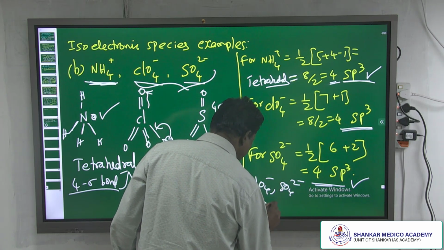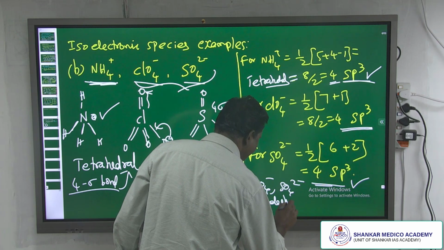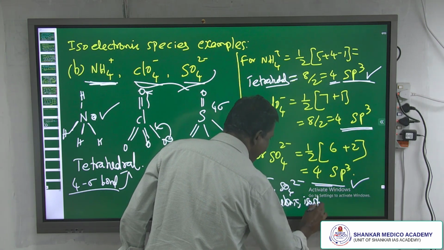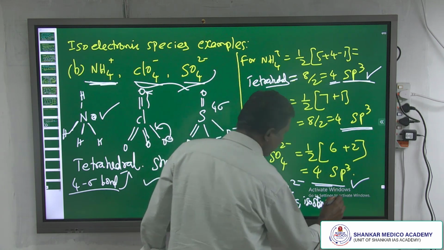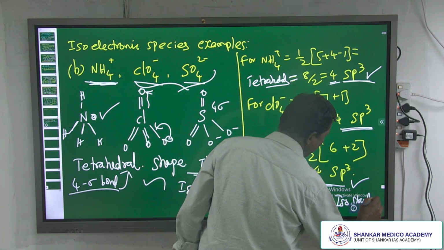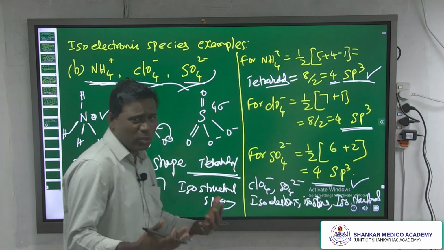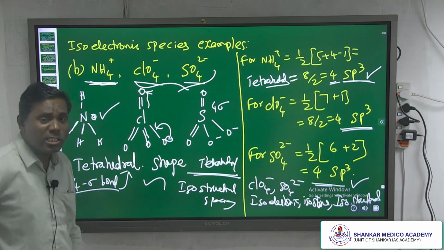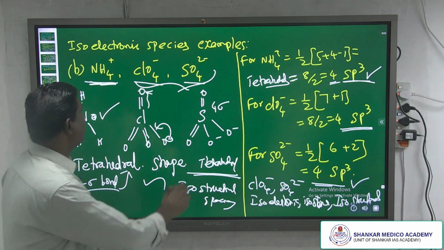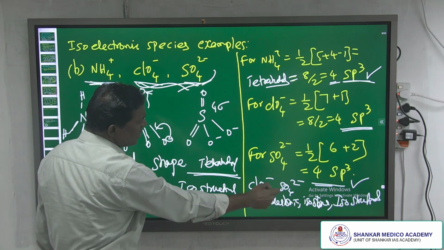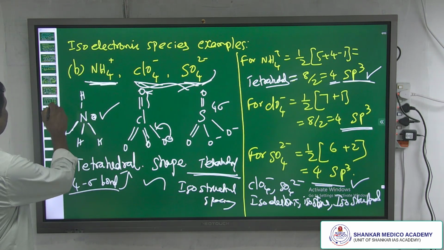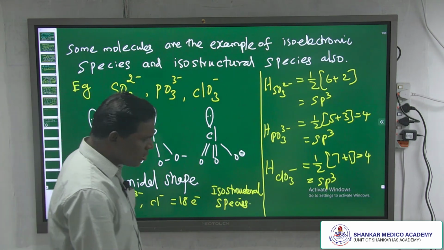Isoelectronic, isosphere, as well as isostructural. So, very interesting to correlate isoelectronic species, isospheres as well as isostructural species, but these two is matching for all these three category, right. So, now let us go for here.